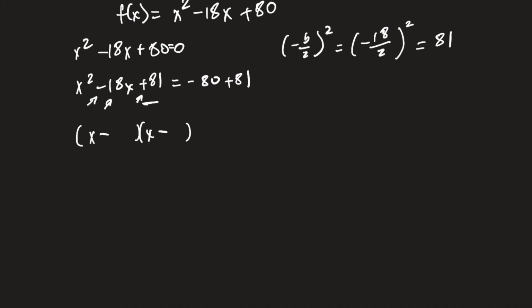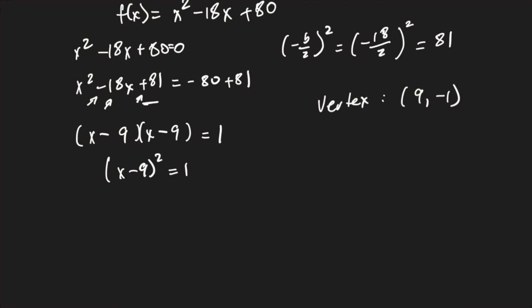And factors of 81 that are going to add up to 18 are 9. And on the right side, I have 1. So the left side can be written as x minus 9 squared is equal to 1. That form gives me the vertex. So if I move 1 over to the other side, I now have standard form. Therefore, the vertex would be 9 comma negative 1.